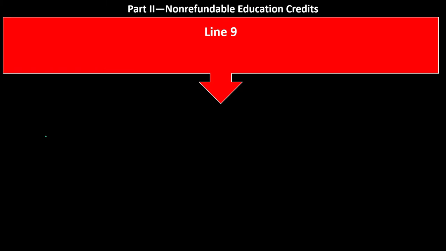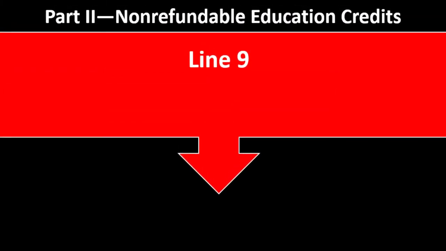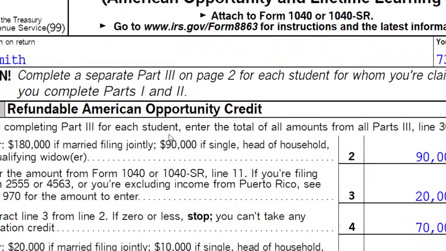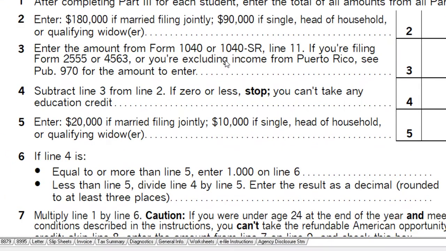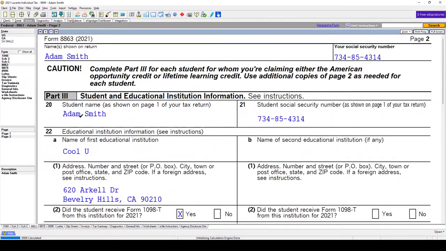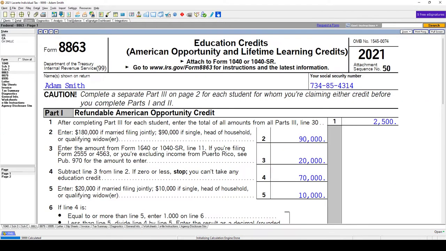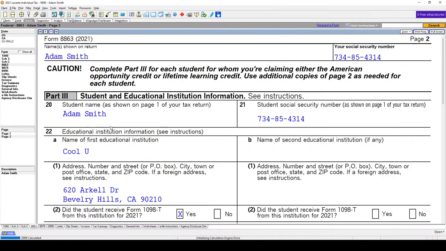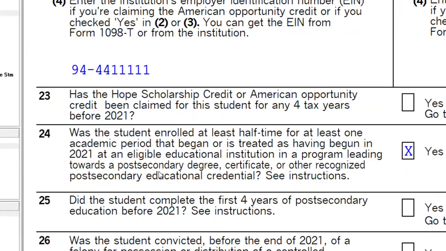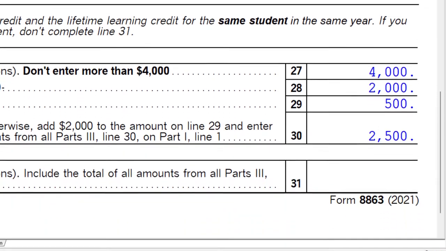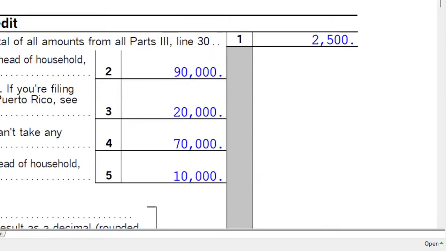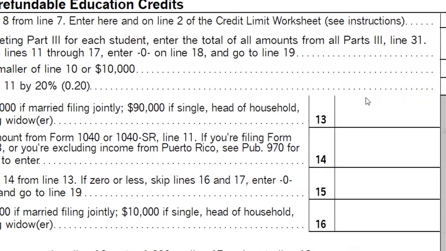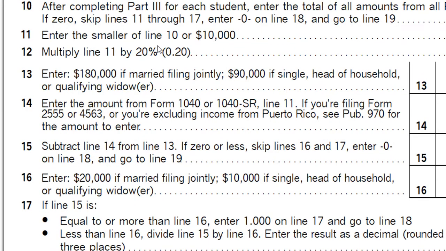So now we're on part 2, the non-refundable education credits. In the prior presentation, we looked at some of the other components. So we went into the form here. We looked at part number 1, which we had to jump over to page 2, part 3, to pull that information over to part 1. So that 2,500 in essence comes from page 2, where we actually list out the individual and the institution and so on and so forth. And this amount for the American Opportunity Credit we saw pulled over in essence to line 1 up top. And now we're going down to part 2, which is the non-refundable education credits.